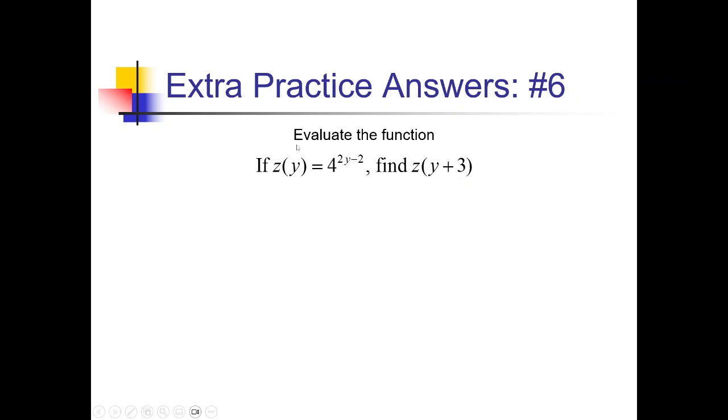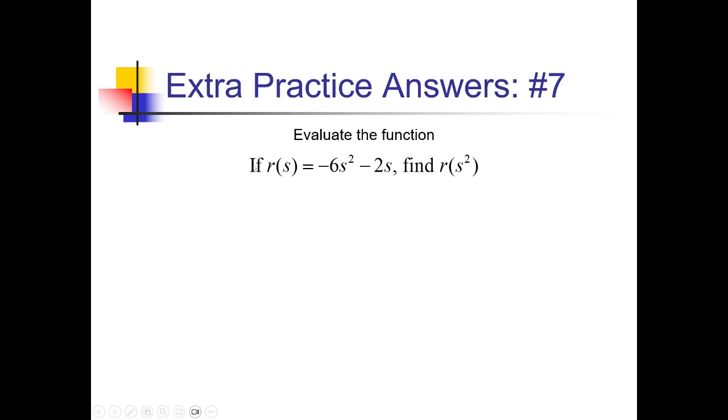For number 6, we have the z function. We're plugging y plus 3 into that one. So I'm going to rewrite this as 4 to the 2 times y plus 3 minus 2 power. So that's one big exponent up there. Distributing, we have 4 to the 2y plus 6 minus 2. And then the 6 and the 2 can combine to give us a plus 4 up there. And that's going to be as good as it gets.